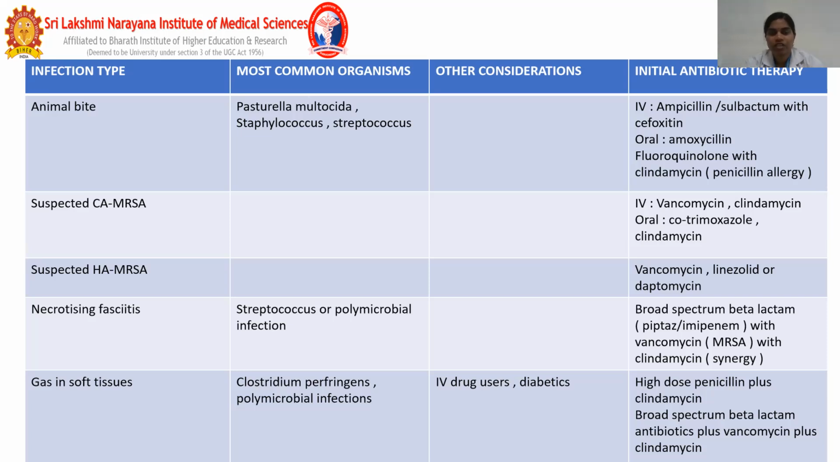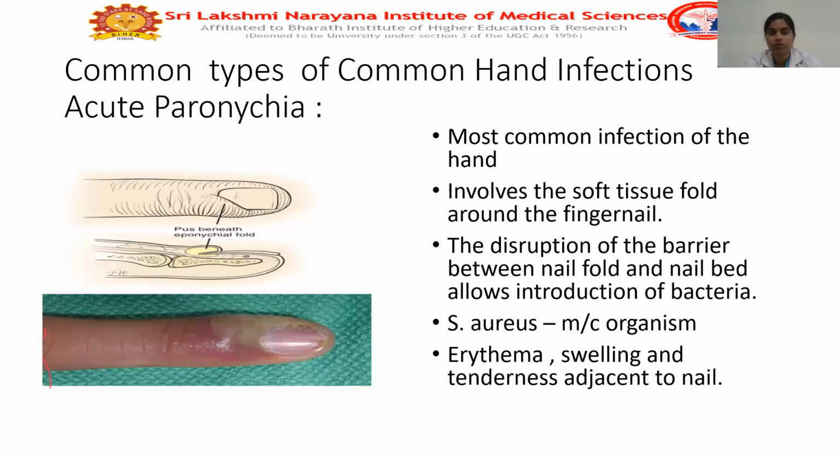should be given. In case of necrotizing fasciitis, Streptococcus or polymicrobial infection are the most common organisms. So, broad-spectrum beta-lactams with vancomycin and clindamycin should be given. And gas in soft tissue usually involves Clostridium perfringens and polymicrobial organisms. These are usually seen in diabetics and IV drug abusers, who are immunocompromised. High-dose penicillin plus clindamycin, or broad-spectrum beta-lactam antibiotics plus vancomycin plus clindamycin, is given.